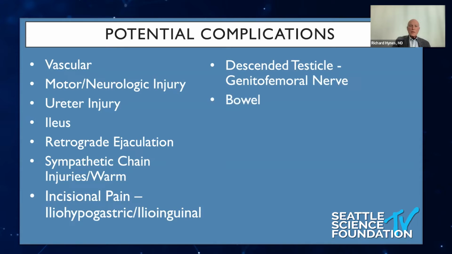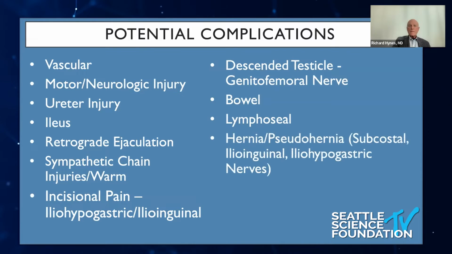And then bowel injury can occur. I've never seen it, but it can occur with all lateral surgery and anterior surgery. And we have 2 cases of lymphocele, and it's easy to repair by opening the peritoneum, and it gets reabsorbed. Pseudohernia is never a nice thing. It's not painful, but it doesn't look good. And you can get it from the subcostal, the ilioinguinal, the hypogastric nerves. So be conscious of where they are and do your best to not injure those nerves.